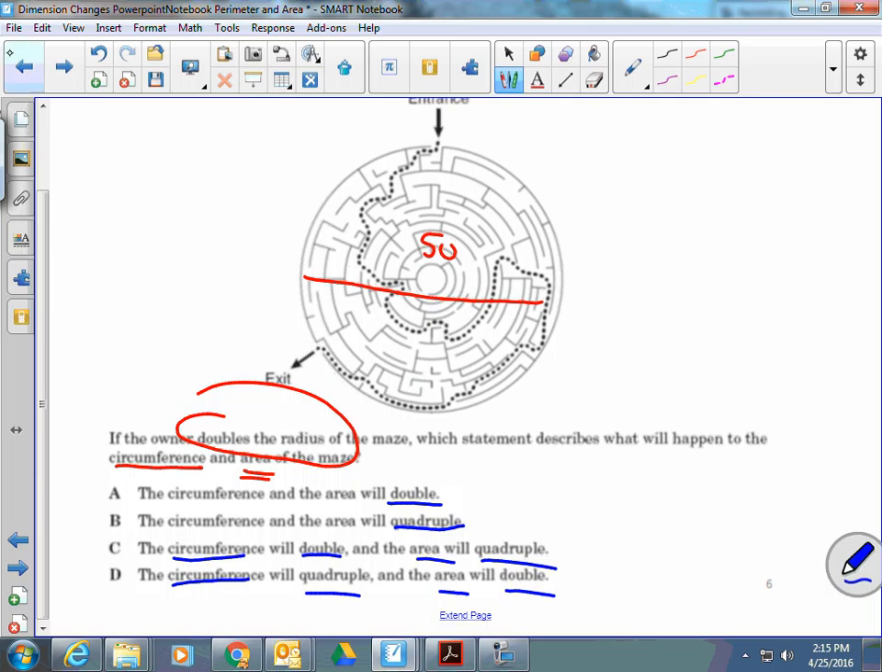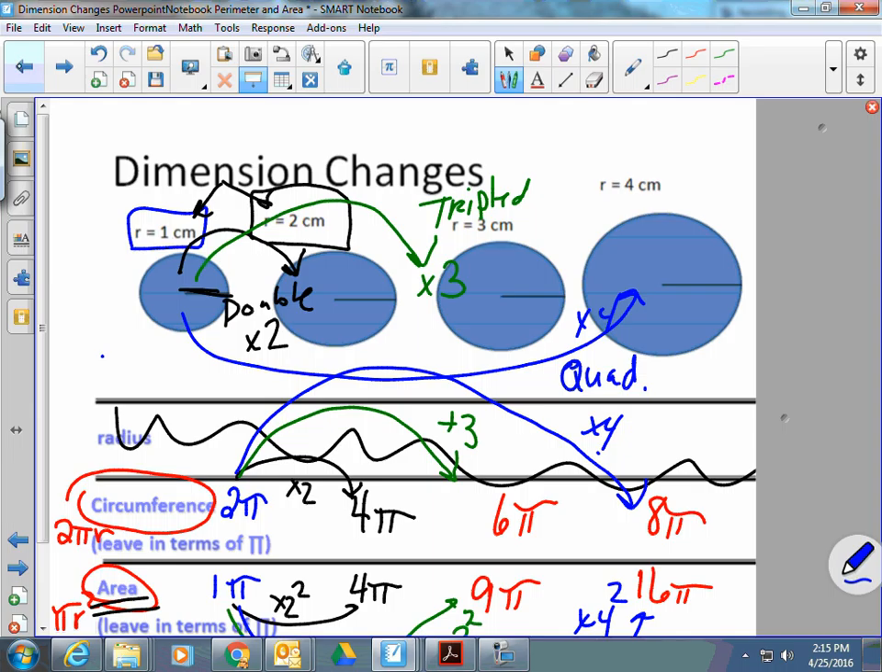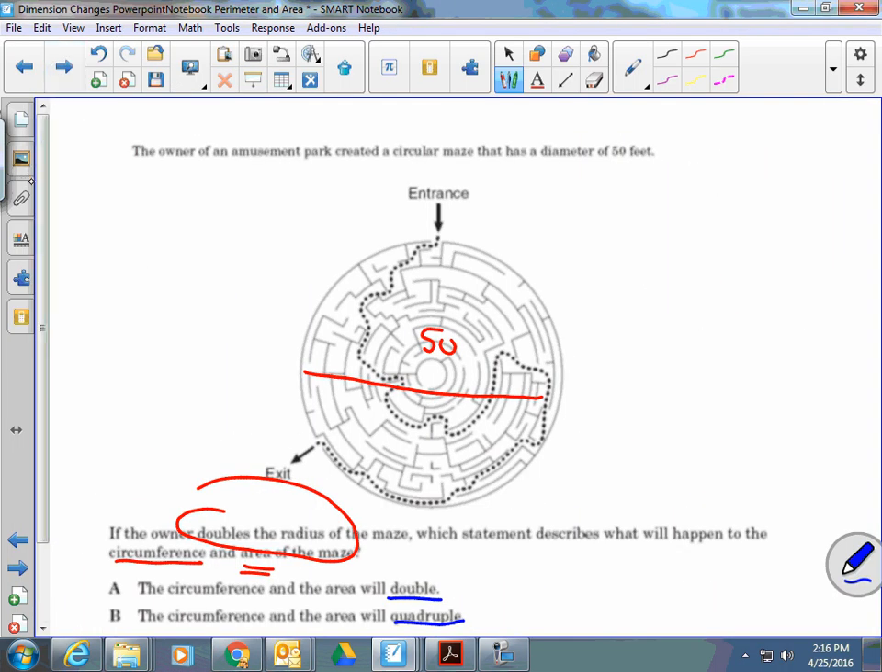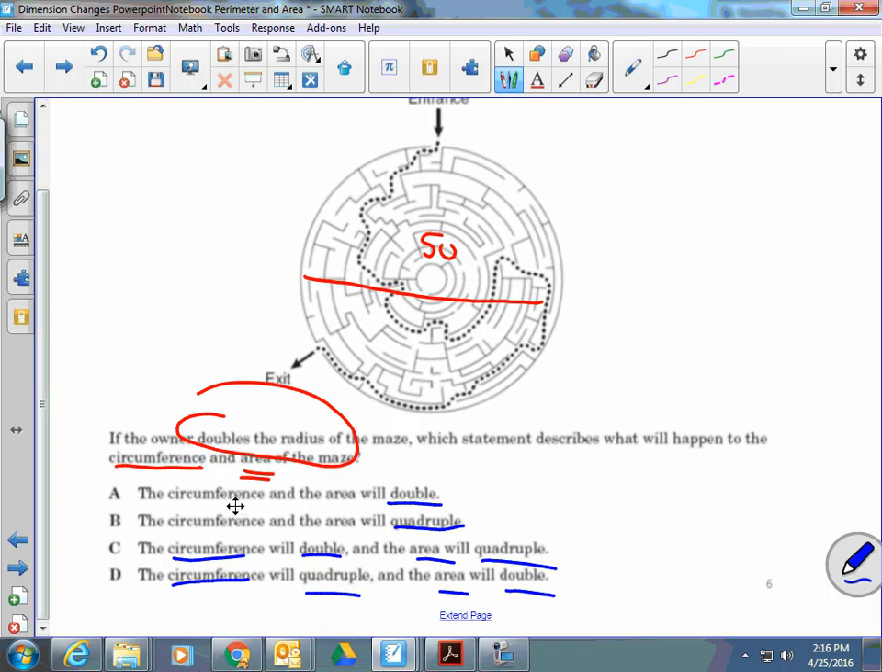Let me show you what we just talked about. What we just said is, if I double my dimensions, what happens to my circumference? We doubled it, right? What happens to my area? It's going to be quadruple because it's 2 squared. That's all this question is asking, is what we just did on that chart. So my circumference will double, but my area will quadruple.